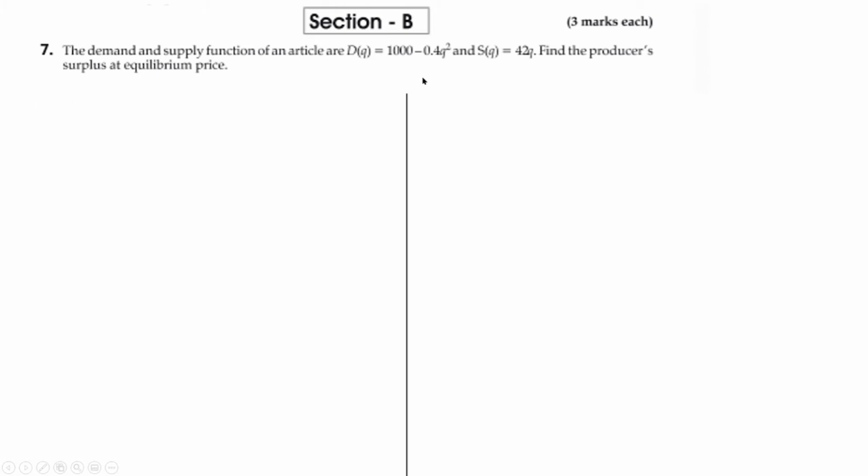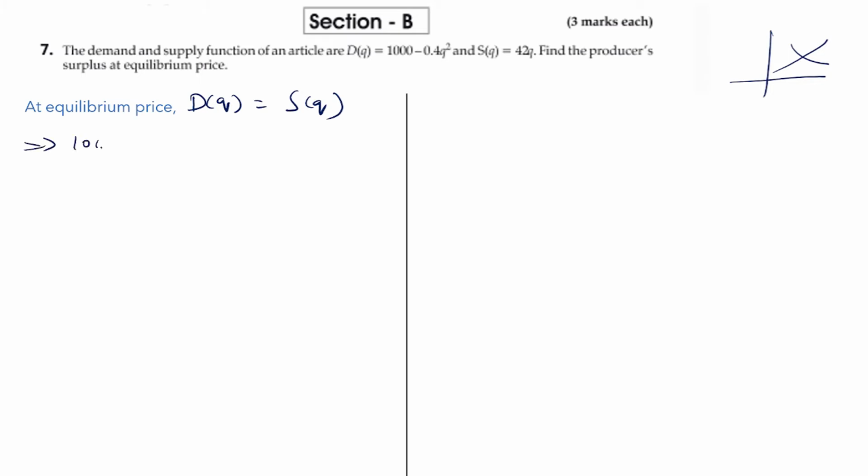We know that at the equilibrium price the demand curve and the supply curve will intersect. So at the equilibrium point these two are equal. So from that we can find Q and then we can find P. At equilibrium price D of Q equal to S of Q. This implies 1000 minus 0.4 Q square equal to 42 Q.